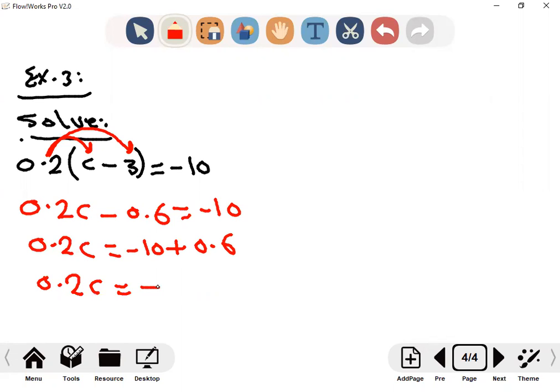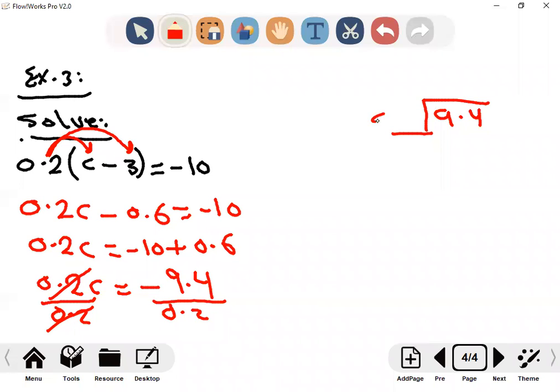Subtract with the bigger sign. 10 minus 0.6, 9.4. Right? Divide both sides by what? 0.2 here and 0.2 here. Done. So C equal, you need to divide 9.4 divided by 0.2.